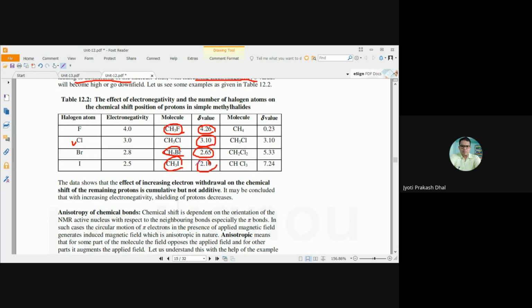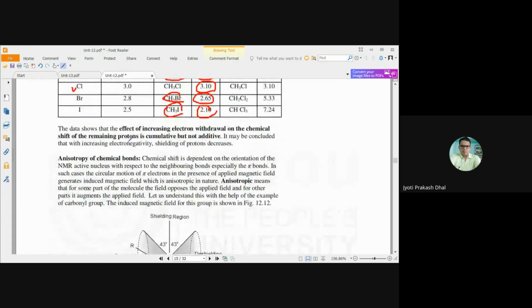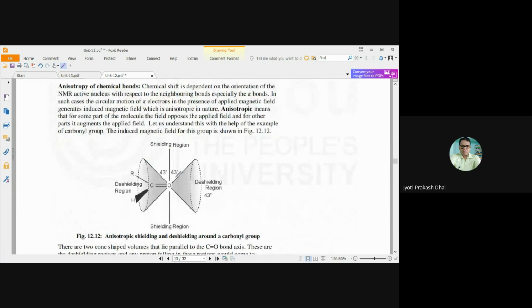So that means on increasing electronegativity, the chemical shift value will become higher and the proton will go downfield. The data shows that the effect of increasing electron withdrawal on the chemical shift of the remaining proton is cumulative, but that is not additive.